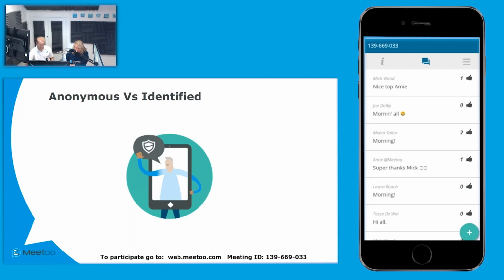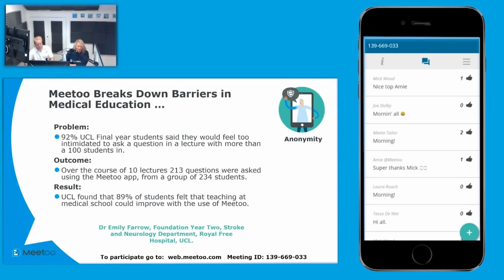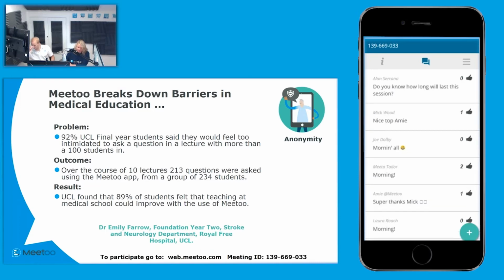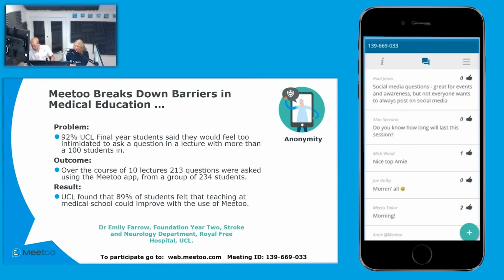We've got two good examples here of anonymous profiles and how they've been useful. One is UCL and another is Google. So let's have a look at the UCL example. If you don't know, UCL is the University College London. UCL surveyed 171 final year medical students, and 92% said that they would feel too intimidated to ask a question in a lecture with more than 100 students in. So obviously, a high percentage.